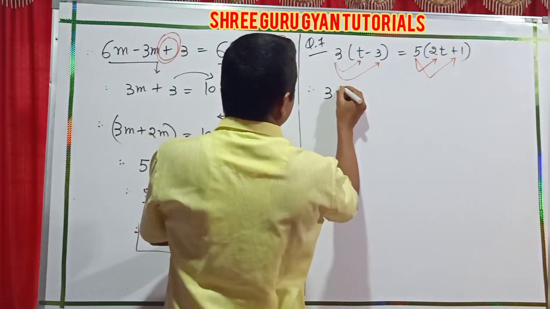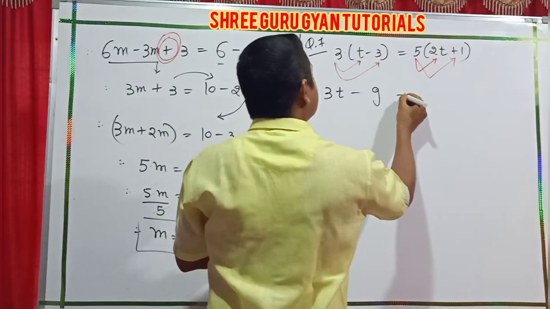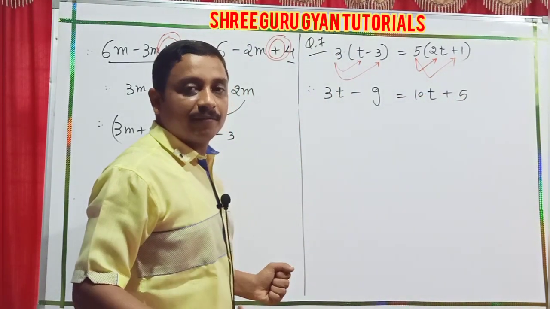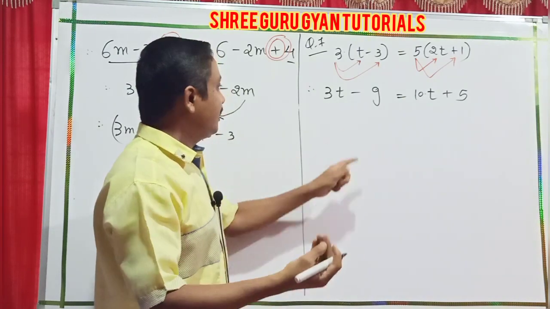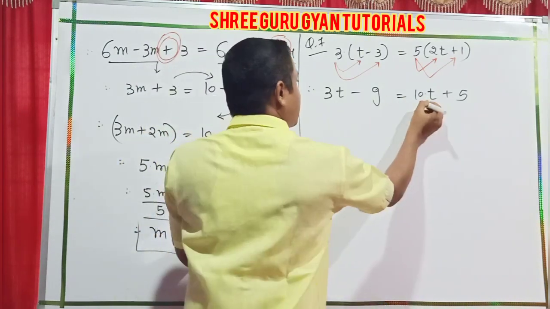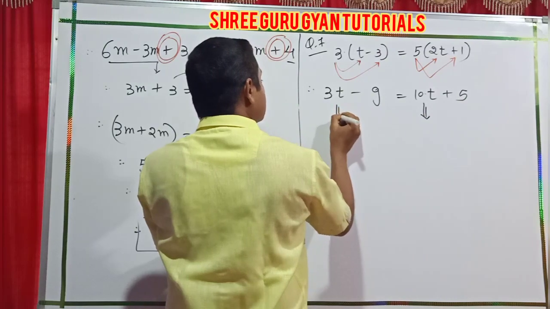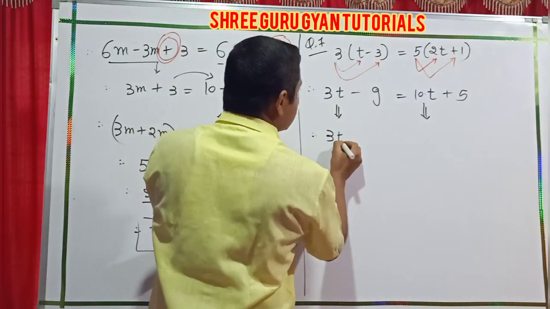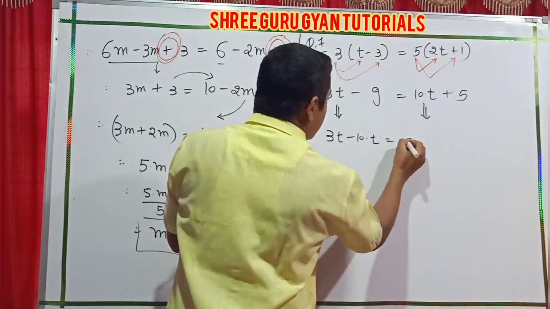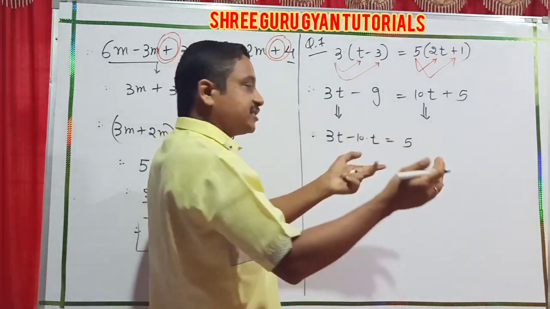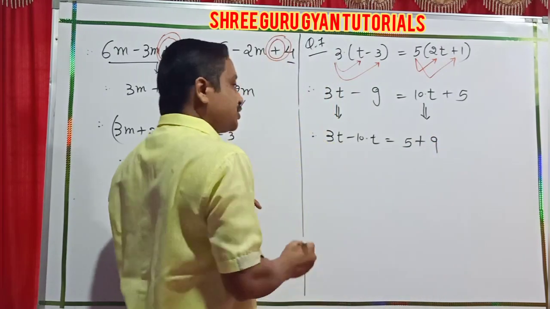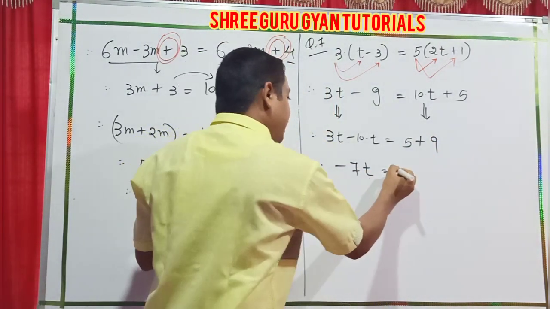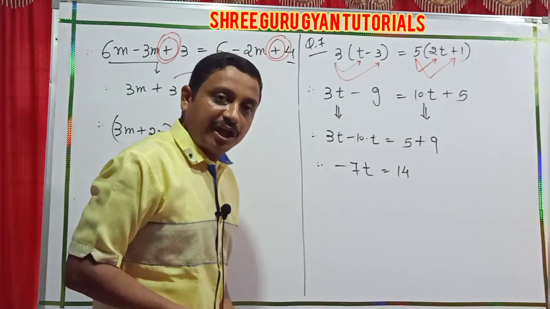So here 3 into t is 3t, 3 3s are 9. Here 10t, and 5 ones are 5. Now you collect your like terms, 3t and 10t. These are the like terms. So 10t goes from right to left side. So 3t minus 10t, and here minus 9 goes from left to right side as plus 9. So how much is it? Minus 7t. And here 9 and 5, I hope you understood, it is 14.